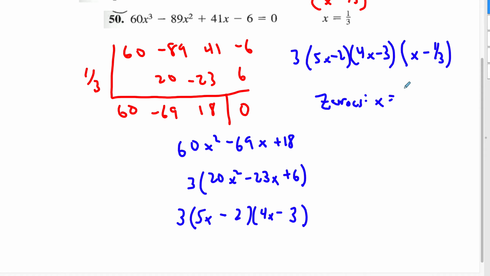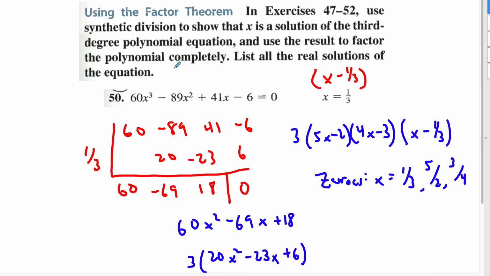this x equals 1/3, that first one given to us, and then solving these. So when is 5x minus 2 equal to 0? You add 2 and divide by 5, that'd be 2/5. And then here you'd add 3 and divide by 4, so that'd be 3/4. So then list all the real solutions of the equation. That would be the zeros. Okay.